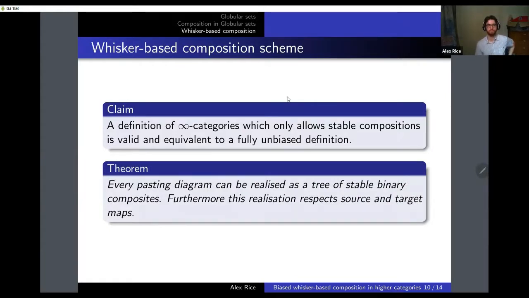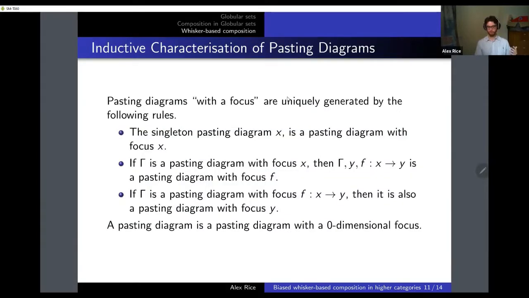We said that every pasting diagram we can see as a tree of these binary stable composites, and that this realization has some nice properties like respecting the source and target maps. So now I want to spend the last 4 or 5 minutes I have going through a proof sketch of this theorem, just to give an idea of how it works. Before we can really get anywhere with solving this theorem, we need to know what a pasting diagram is, or have some way to attack what a pasting diagram is.